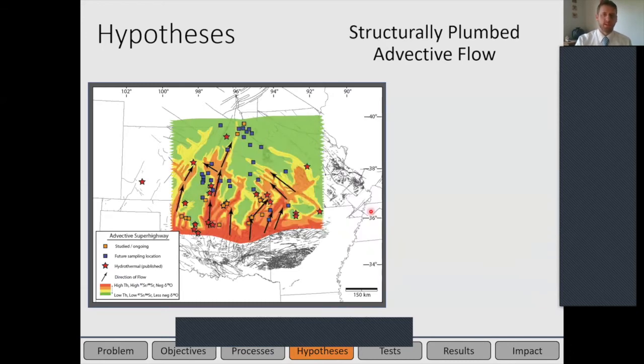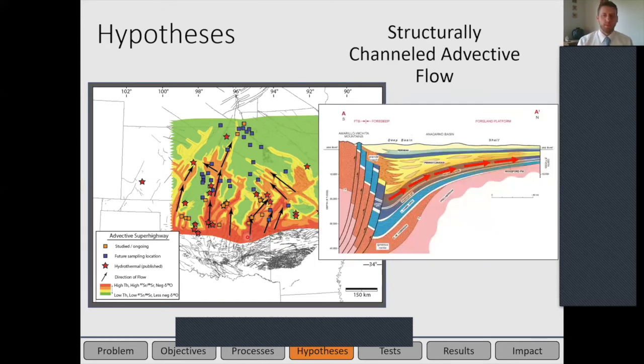The second hypothesis I want to talk about is what I call structurally plumbed advective flow. So you can see it's really the same. We're driving fluids advectively due to the topographic relief. However, now I'm drawing it along these fault lineaments that were structures that were there at the time of the formation of Pangea. And so the idea here would be that it's following these sort of superhighways of flow. And so again, if I was to draw that in cross section, well, it looks about the same. Of course, it would be along structural damage that I can't show in this 2D cross section, but is able to be shown here.